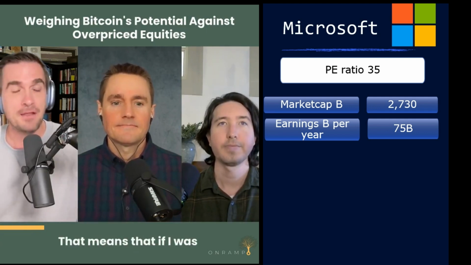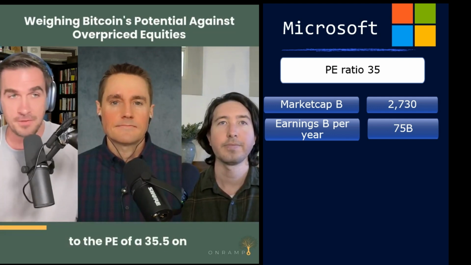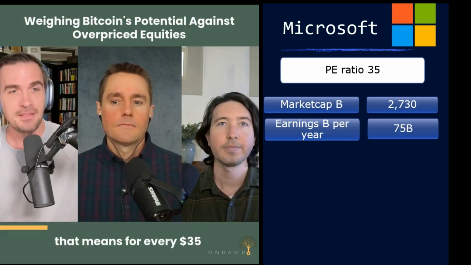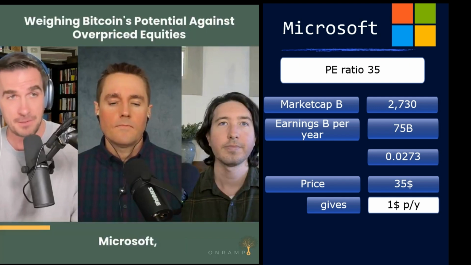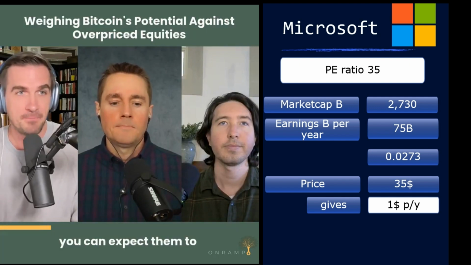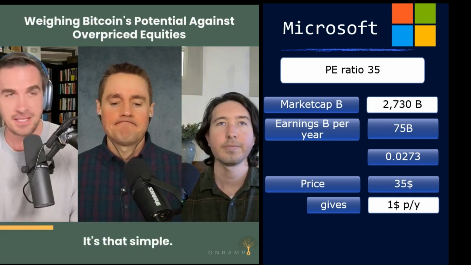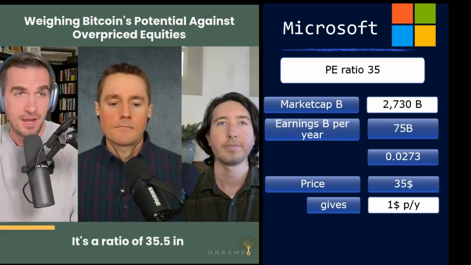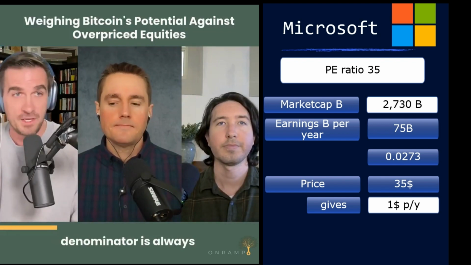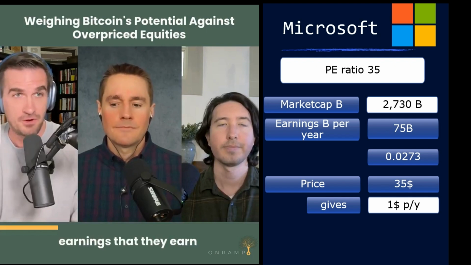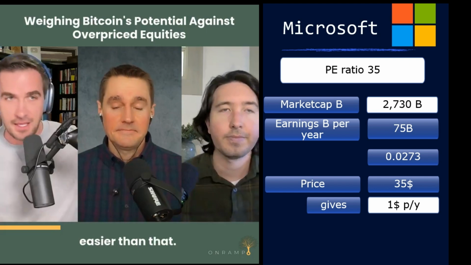That means that if I was going to break it down really simply, going back to the PE of 35.5 on this company today, that means for every $35 you spend buying Microsoft, you can expect them to earn $1 a year later. Okay, it's that simple. It's a ratio of 35.5 in the numerator, and in the denominator is always 1, which is the $1 of earnings that they earn for that price. That's the simplest way I can describe it. It doesn't get any easier than that.